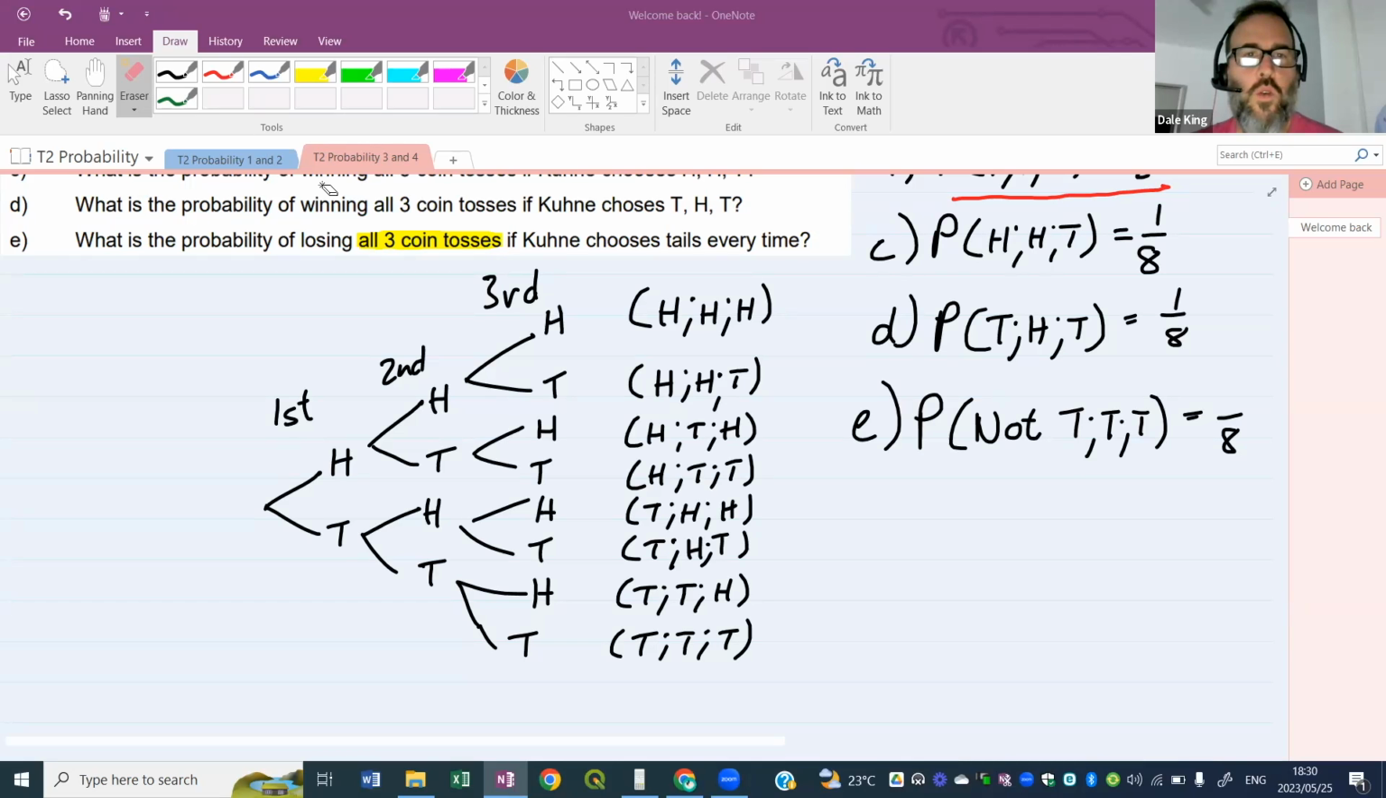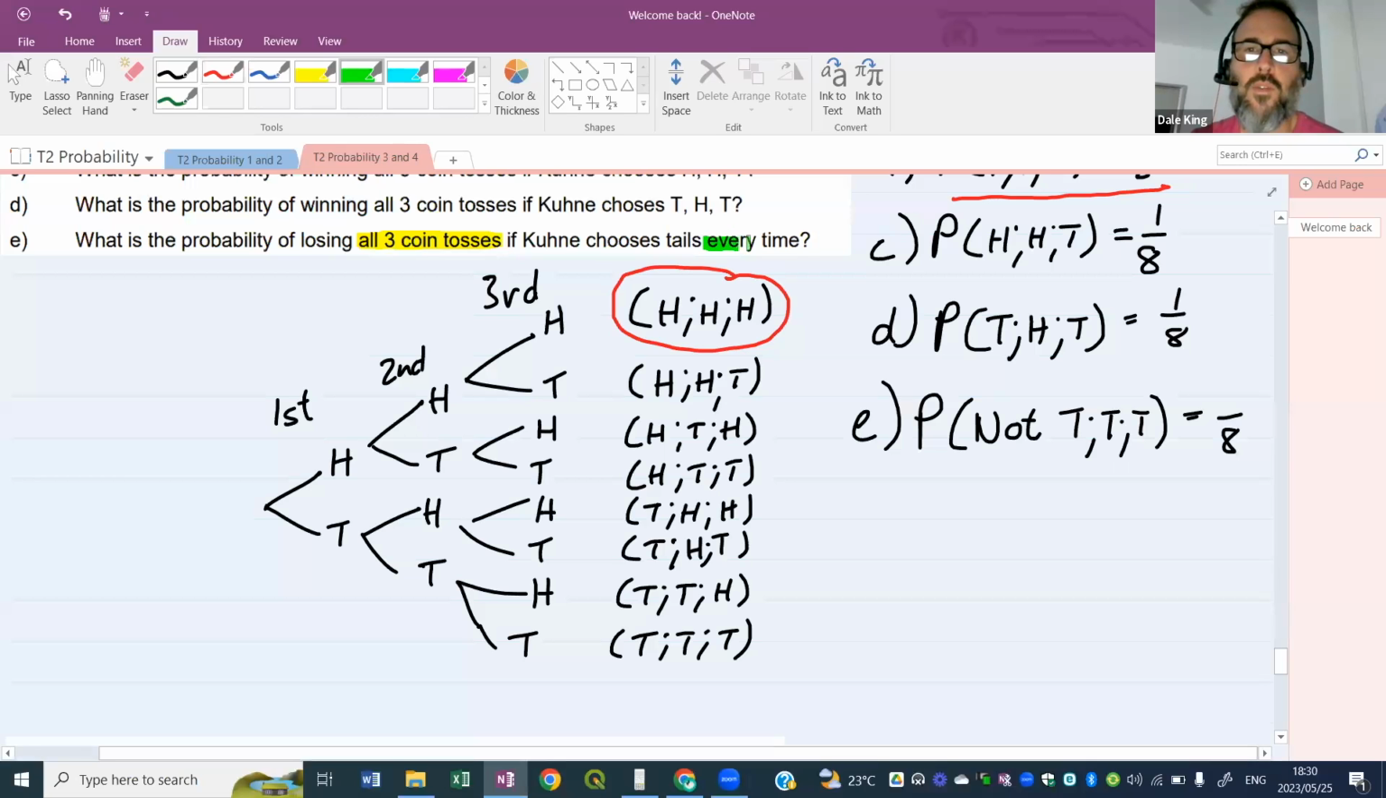So if you want to lose all 3, it means you're not going to get tails all 3. You see, he loses all 3 if he chooses tails, which means it's got to be heads. He's got to be getting heads every time to lose every time. Because each coin toss is a separate match, if he's going to lose all 3 coin tosses, he's got to get heads, heads, heads every single time, not tails, tails, tails. Which is that one there.